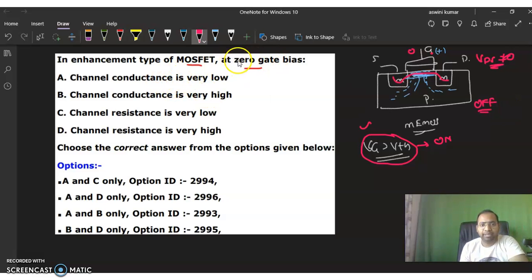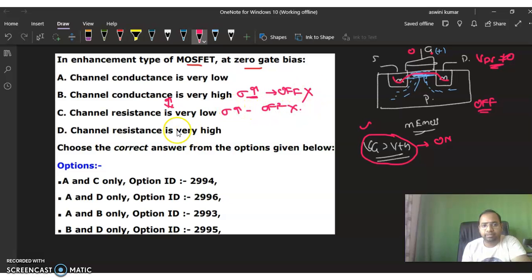So at 0 gate biasing voltage, channel conductance is very low. Channel conductance is very high? Conductance is not very high. Why? Because the MOSFET is in the off state. Channel resistance is very low. Channel resistance very low means conductance will be high. Resistance low means conductance will be high, so both these two are the same point. So it won't be possible. It is also a wrong statement.